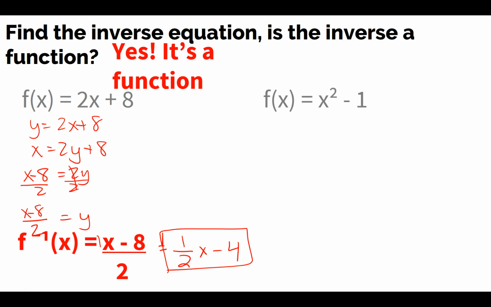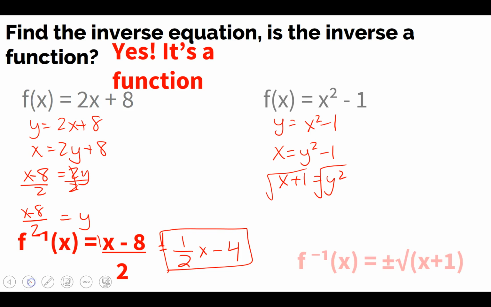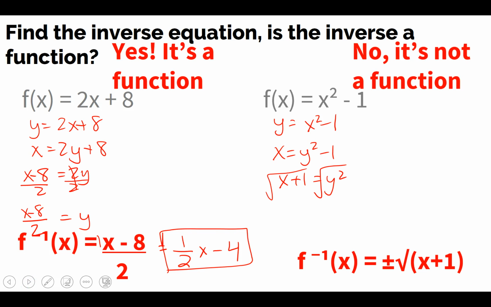All right, my next one. Let's see here. This will be y equals x squared minus 1. Switch x and y. I'm going to have to add the 1. Oh, no. How are we going to get y by itself? Square root. So smart. Square root. So I'm going to get the positive and negative square root of x plus 1. Because square roots, remember, they have positive and negative answers. Okay. This one is not a function.